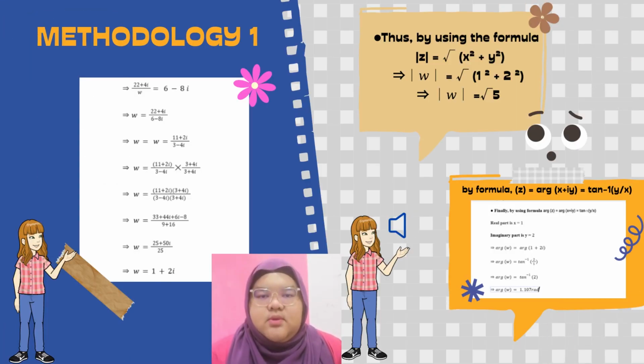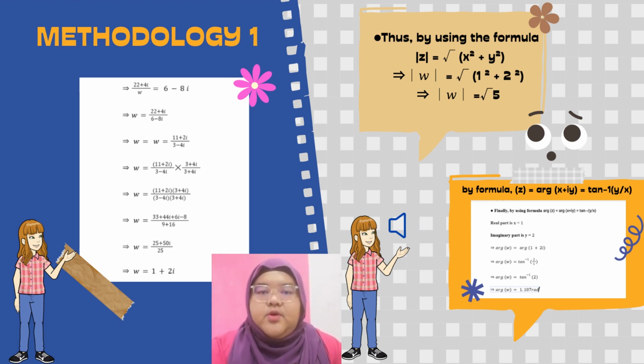Methodology 1. Substitute z equal to 22 plus 4i into the equation z over w equal to 6 minus 8i. And then we get w equal to 22 plus 4i over 6 minus 8i. Simplify the formula with the conjugate method, and we get w equal to 25 plus 50i over 25. Simplifying the equation to its simplest form, the final answer is w equal to 1 plus 2i.